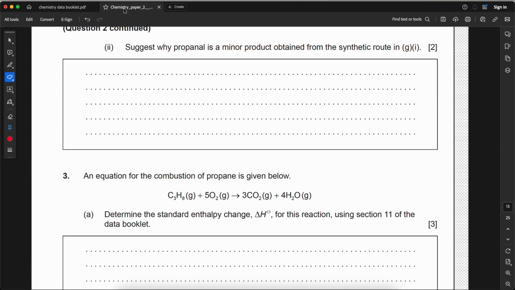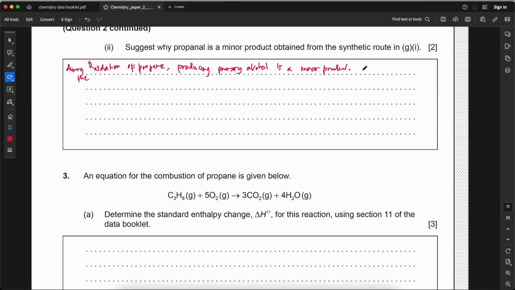Suggest why propanol is a minor product obtained from the synthetic route. Okay, propanol, it's a product using primary alcohol. So when you do the oxidation of propene, producing primary alcohol is a minor product.